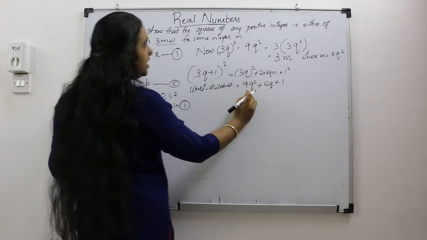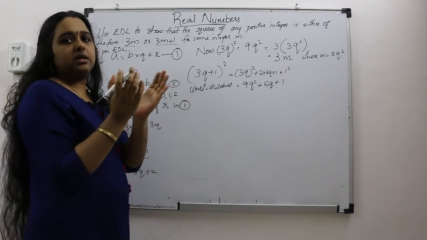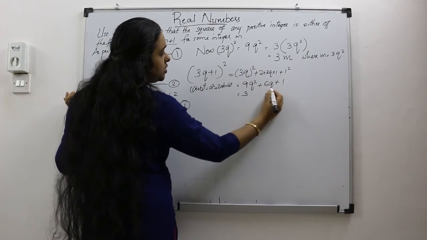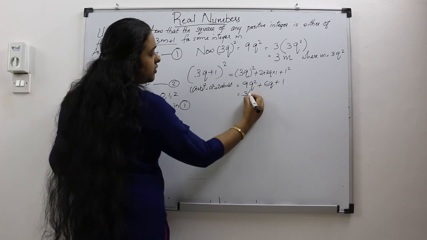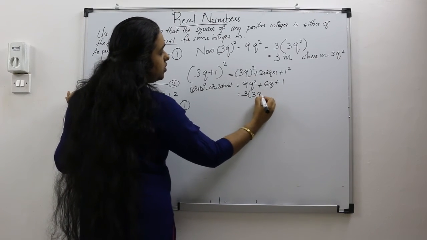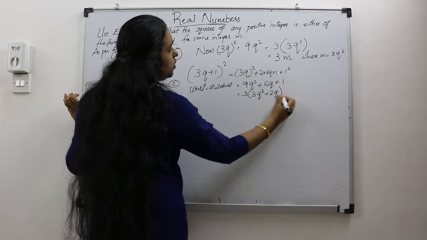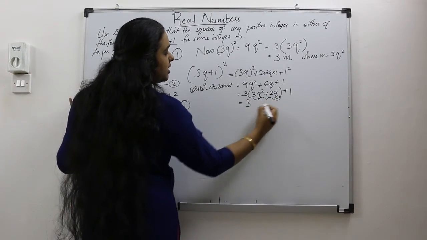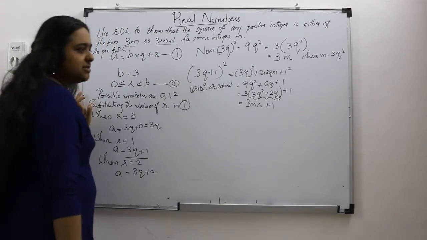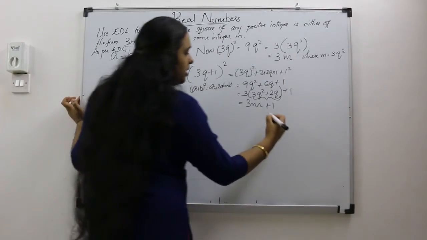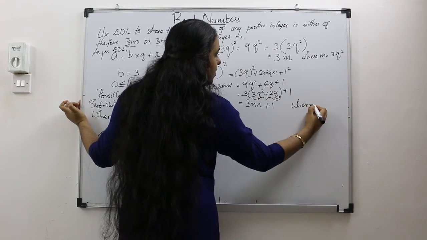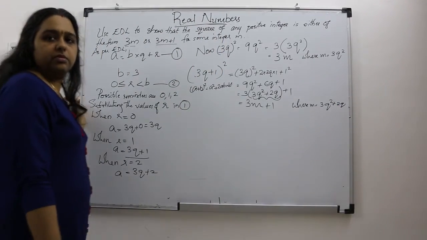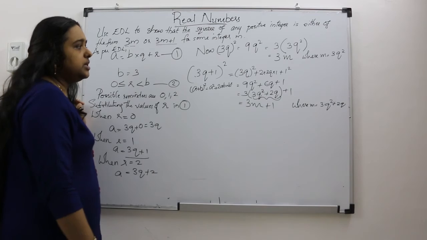We need the form of 3 into something, 3 into m. So I am going to take 3 common from these two terms. It will become 3 into 3q square plus 2q, plus 1. I am going to substitute this with m, that is 3m plus 1, where m equals 3q square plus 2q.